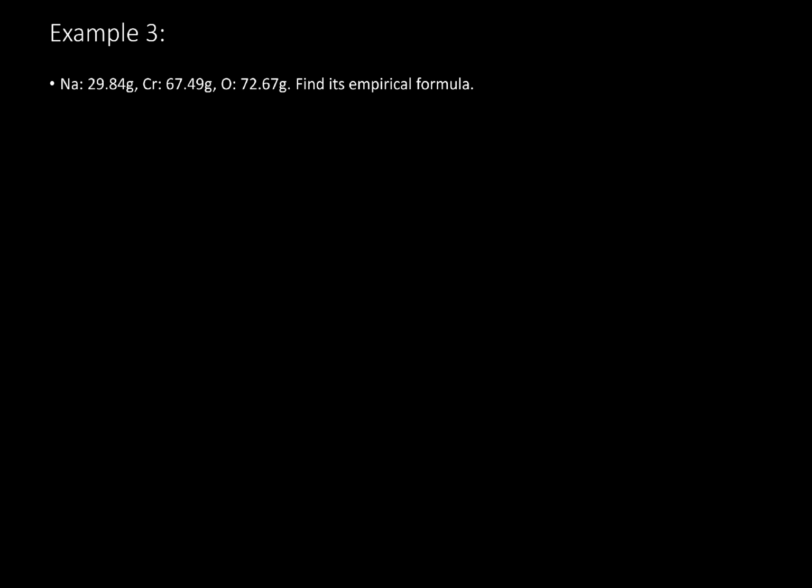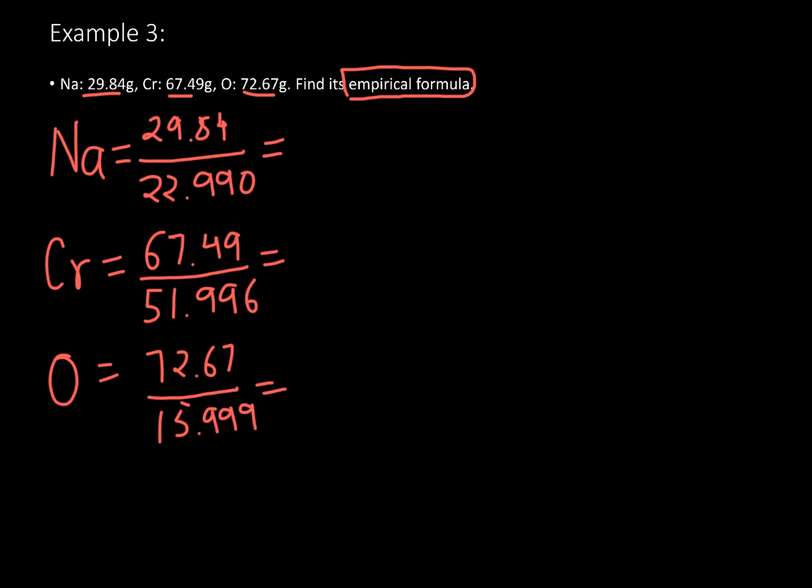In this next example, you have three different elements. You have sodium, chromium, and oxygen. And you're supposed to find the empirical formula. The steps do not change even though you have more than two elements. So you're going to set up your problem just like the last time. I set up the grams that were given in the problem, and I'm dividing them by the molar masses of the three elements that I got from the periodic table. So sodium was 22.990, chromium was 51.996, and oxygen is of course 15.999. And you will go ahead and divide these three and see how many moles of each you have.